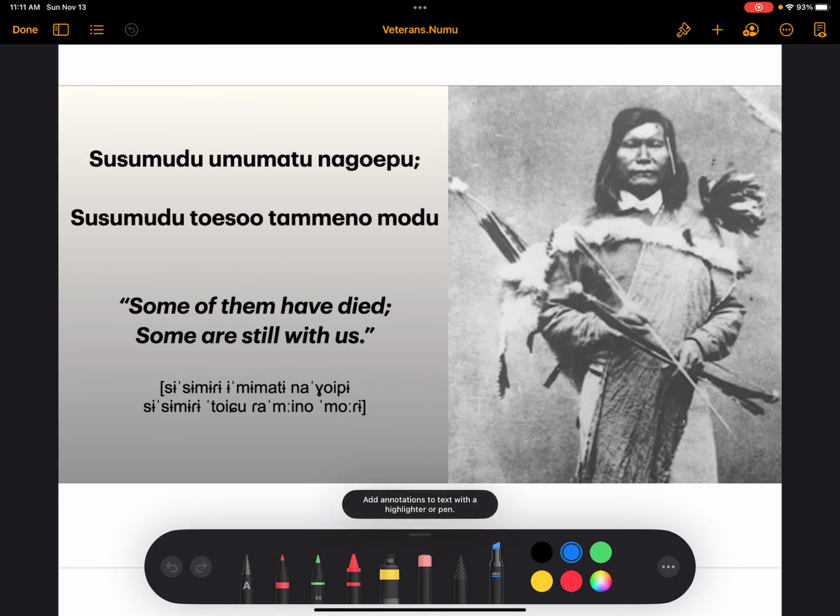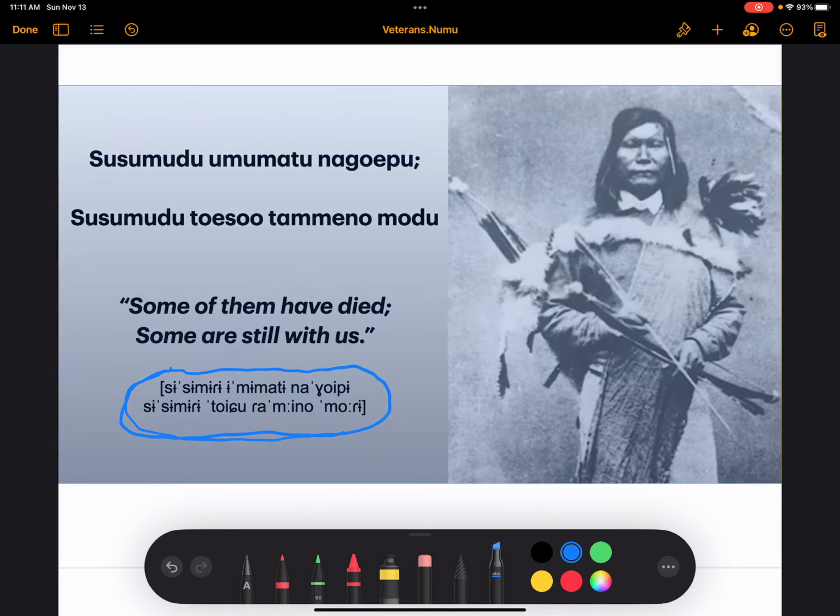And as I said in the previous video, I provide at the very bottom the Paiute text, written in the International Phonetic Alphabet for those who are interested. So let's read the text from the top and then the translation. It says, which means some of them have died, some are still with us.